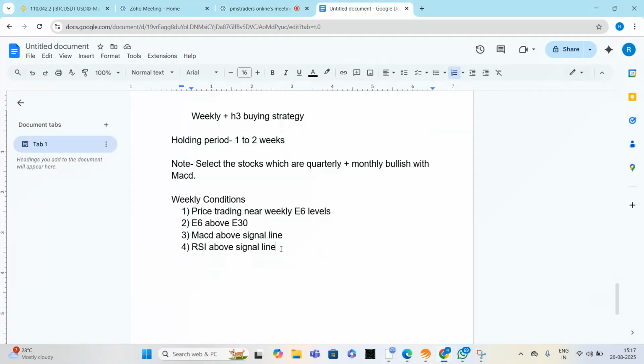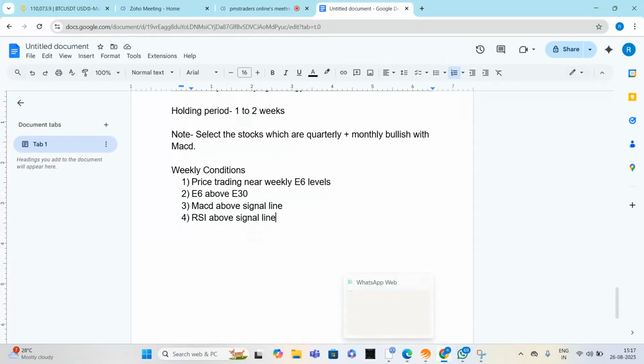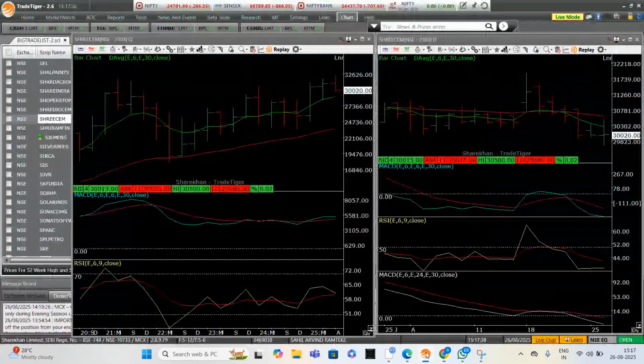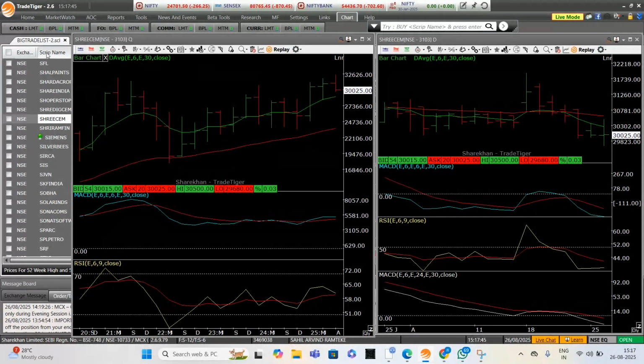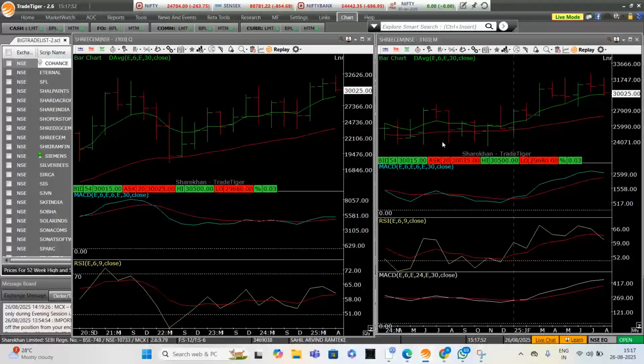So the same conditions you will look for in the quarterly chart, and for the entry you will be using the weekly chart. We will see that step by step, so you will come to know how we are supposed to check. Right now I'll be going on the charts and looking for the stocks. On one side I'll put a quarterly chart and on the other side a monthly.